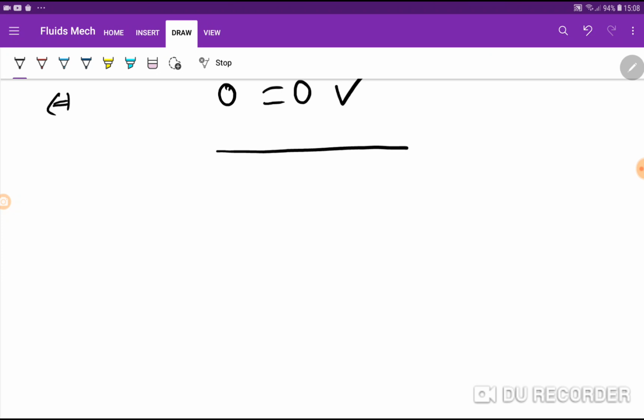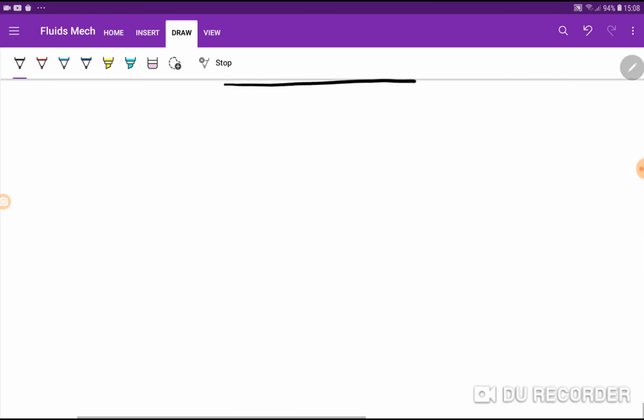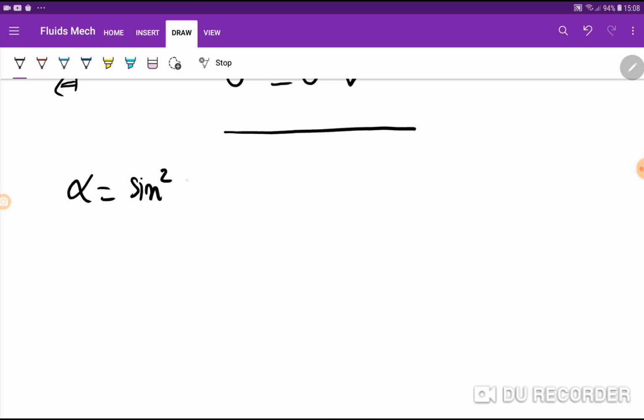I'm really grateful for y'all watching my video, and finally we can find alpha is sine squared theta. Now we can find the rest of the functions, and then we substitute back into the original differential equation, and then we solve it.